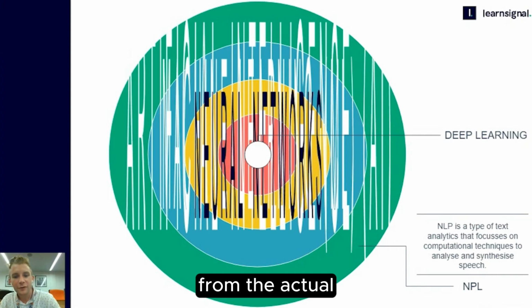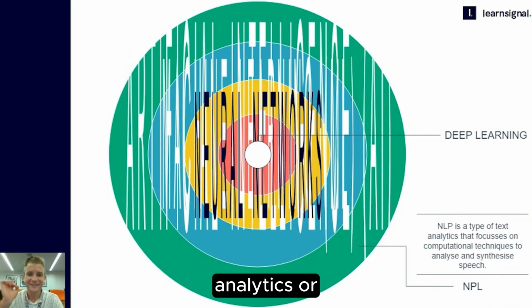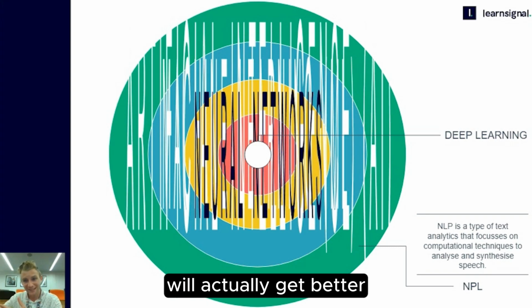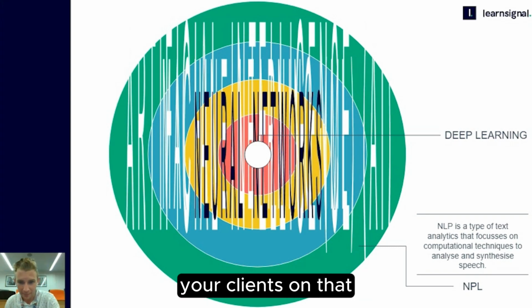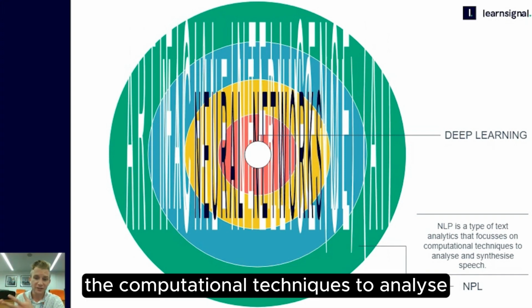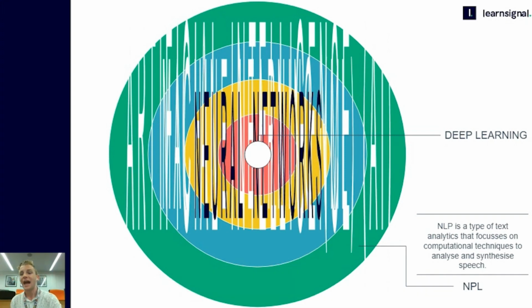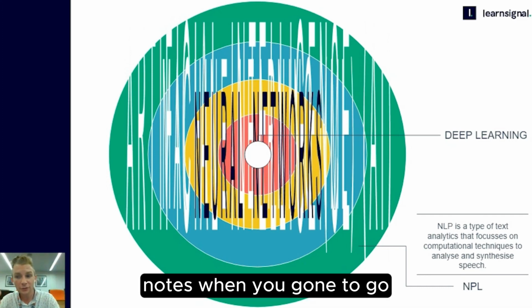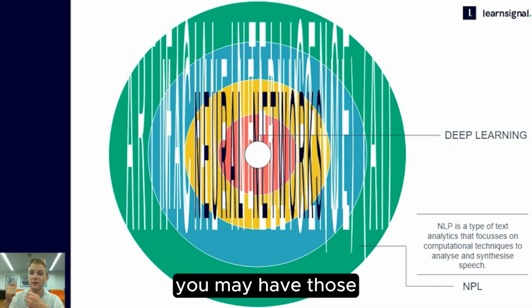We then have natural language processing, which is a type of text analytics. If you want to do a bit of research, look at deep learning and how the AI over time will get better at analyzing your clients. It focuses on computational techniques to analyze, and also from a speech perspective. So maybe you've got some notes from when you've gone to see a client. You may have those disclosures.